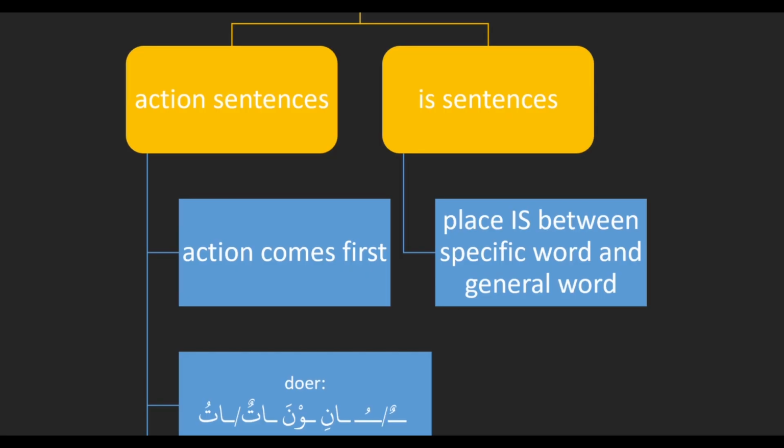Remind me what a specific word is again? It's when you're talking about something specific or something in particular. Yeah, so exactly what it sounds like, right? The specific word talks about something specific, and then a general word talks about something general or generic. Yep, exactly. So we clear on action sentences, clear on is sentences?